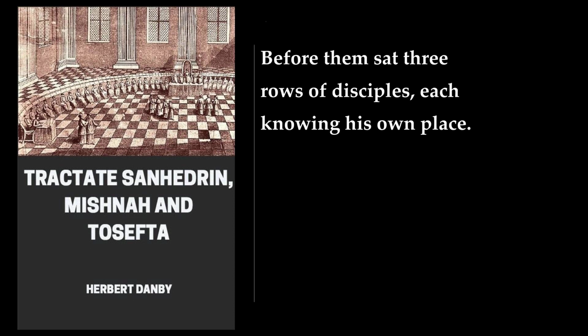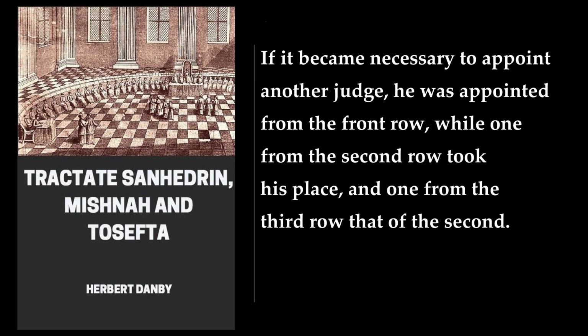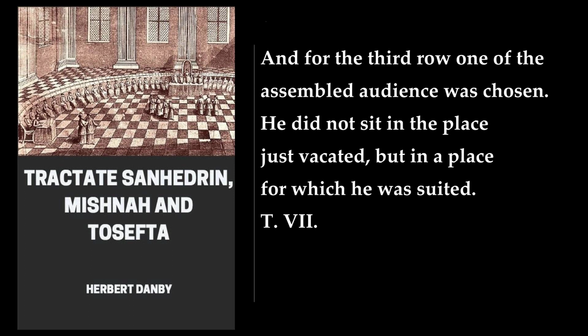Before them sat 3 rows of disciples, each knowing his own place. If it became necessary to appoint another judge, he was appointed from the front row, while one from the second row took his place, and one from the third row that of the second. And for the third row one of the assembled audience was chosen. He did not sit in the place just vacated, but in a place for which he was suited.